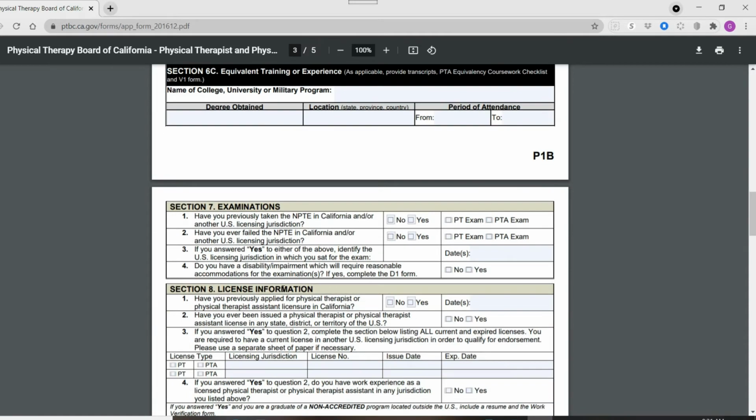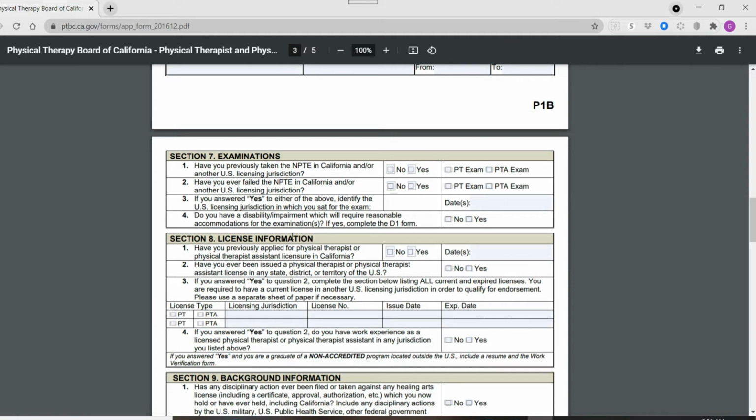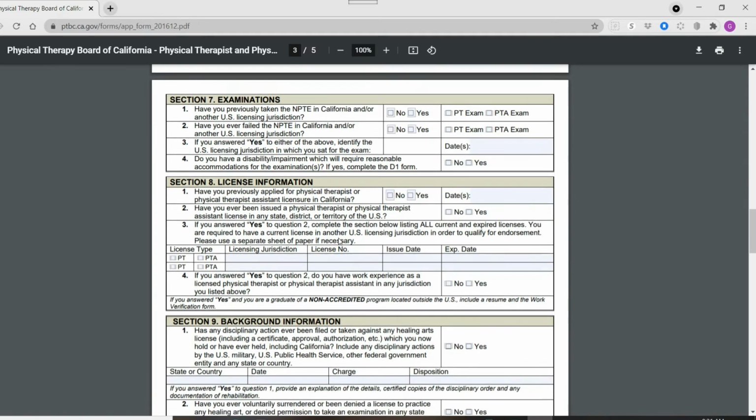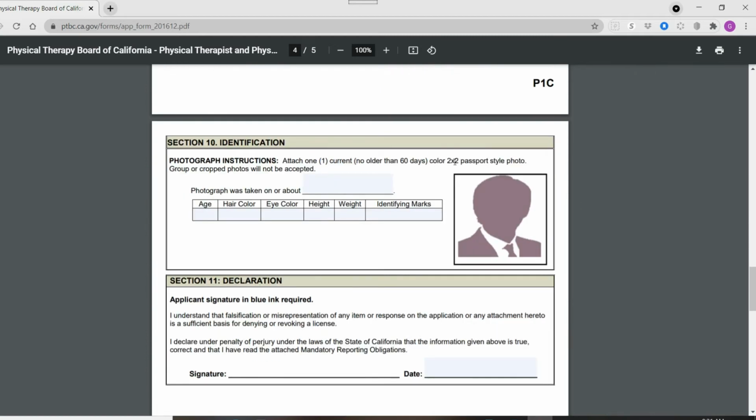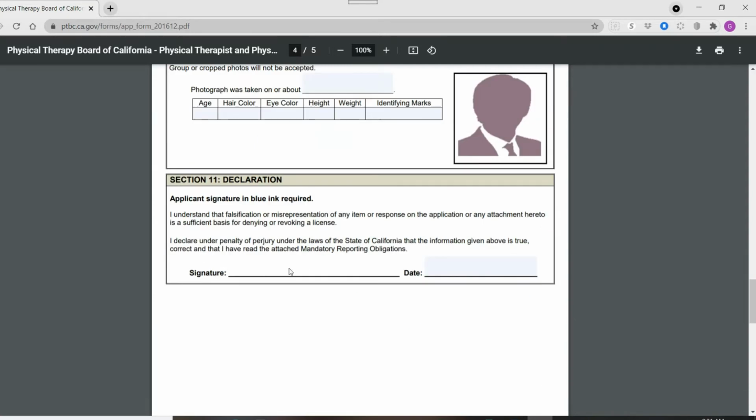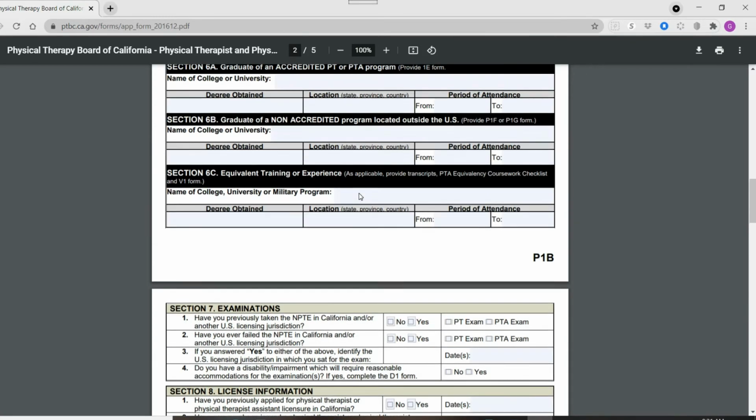Okay, and then the examinations: have you previously taken NPTE in California? Did you fail? Okay, and then licensure information is here, background information. So identification, you need a 2x2 passport style photo, not older than 2 months or 60 days. And you have to fill this information out, sign and date. So that is the application form, and it's user-friendly.